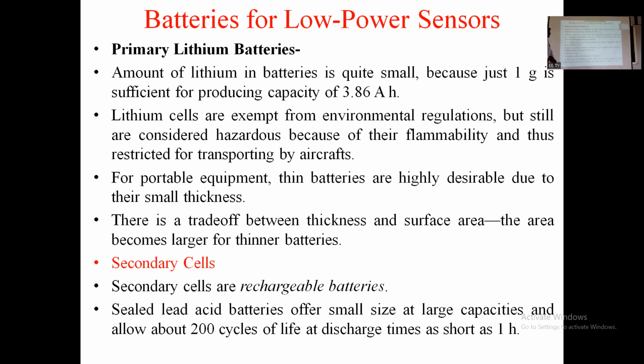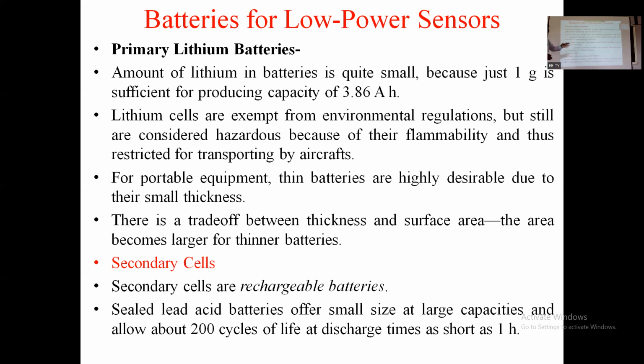There is a trade-off between thickness and surface area. The area becomes larger for thinner batteries. That means there is an inverse proportion between thickness and surface area. So if we consider our mobile battery, if its thickness is decreased, its cross-sectional area will increase. And if the cross-sectional area is decreased, its thickness will increase.